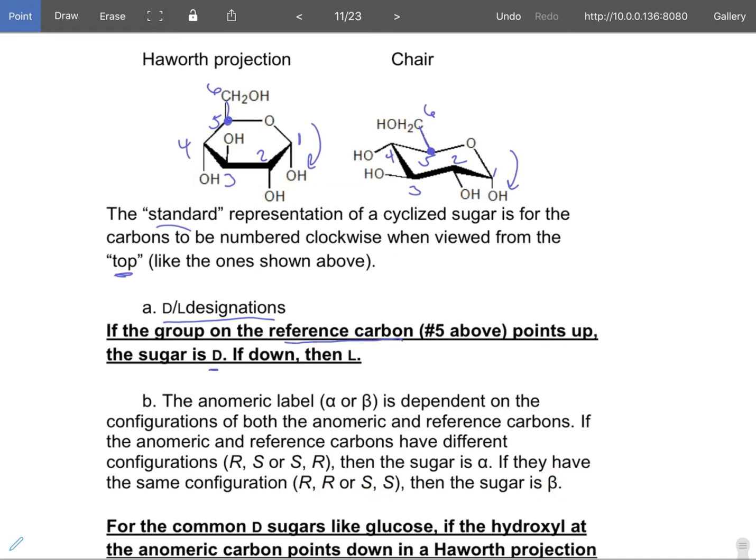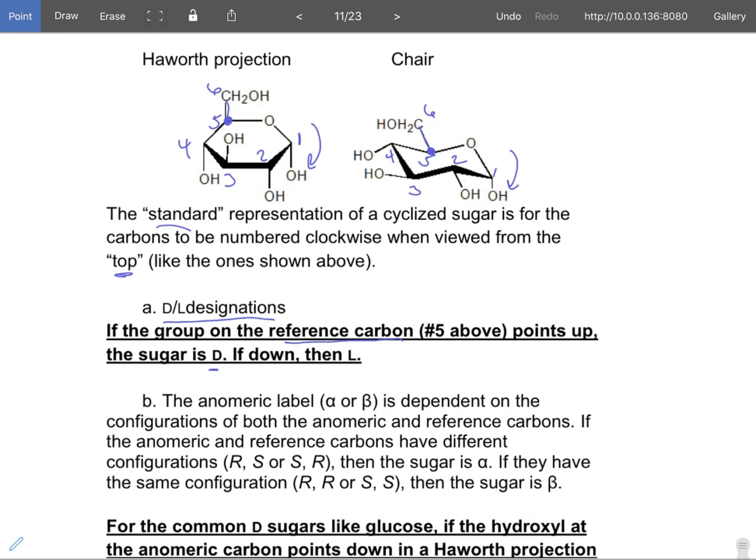It turns out the way these sugars are structured, we can also replace this R and S with up and down. So a sugar is alpha if the group at, say, 5 to 6 here is up and this one is down. So up and down, that's two different things.